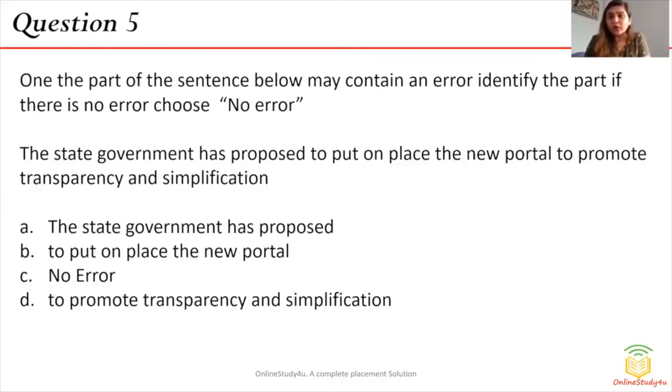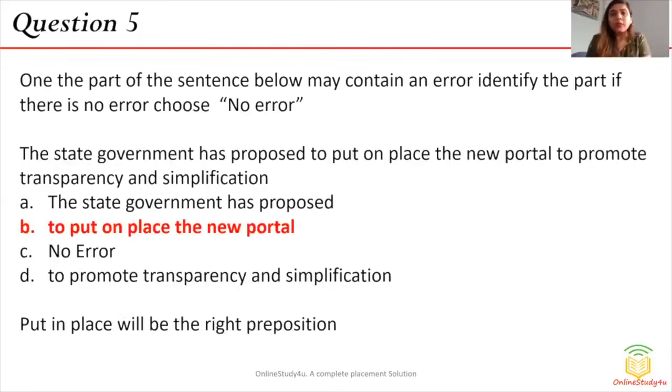Again, it's a spot the error question. The state government has proposed to put on place the new portal to promote transparency and simplification. And again, if you see, the part which contains the error is in jumbled order. But of course, it is most obvious to us that the problem is lying with the preposition. So the state government has proposed to put on. The "put on" is the problem. That will not be our correct preposition. We have to say "put in."